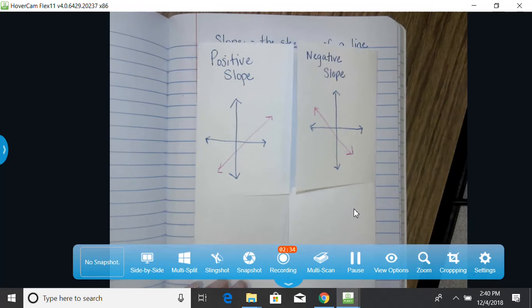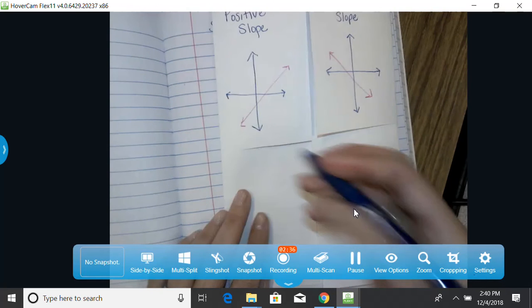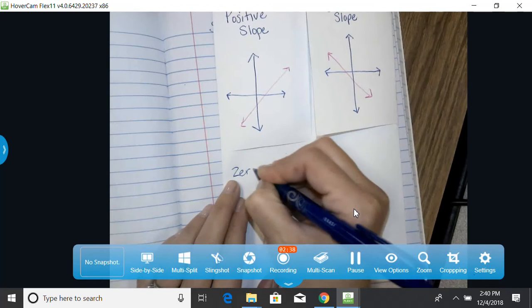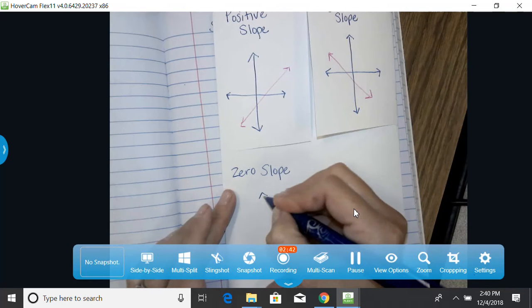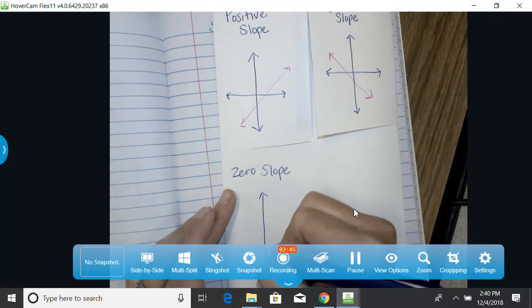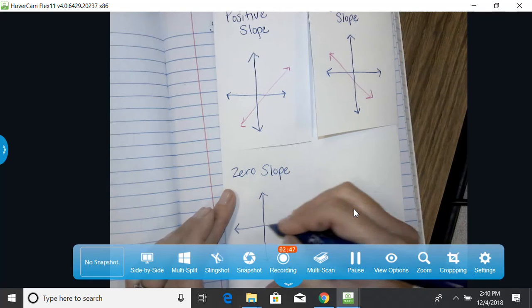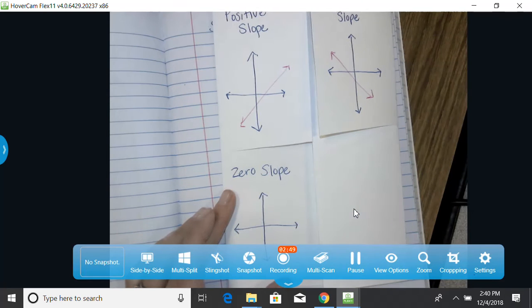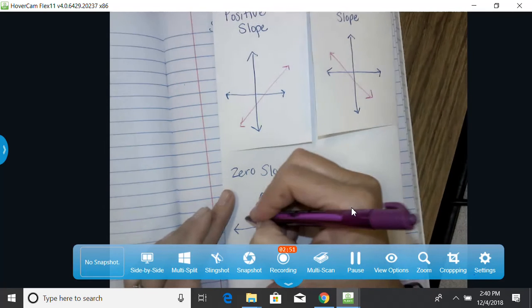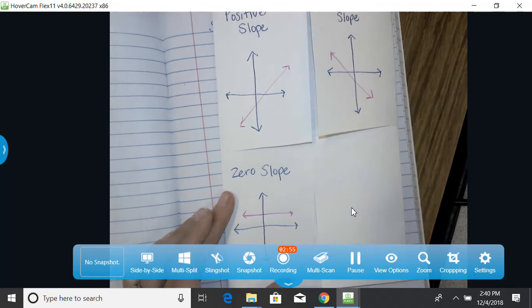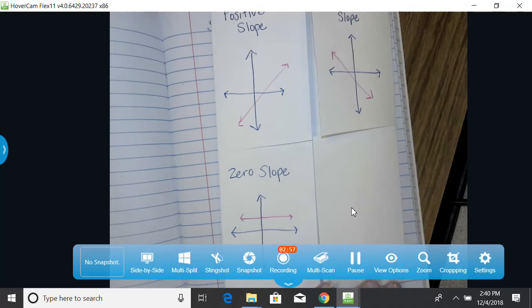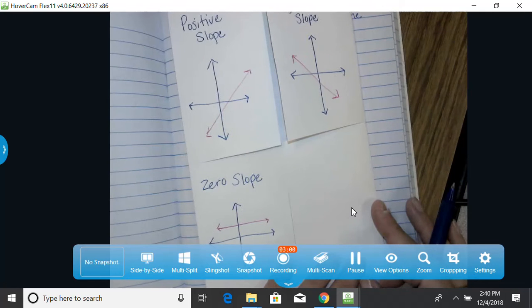There's also such thing as a zero slope. And a zero slope does not go up or down. No up, no down, straight across, horizontal line.